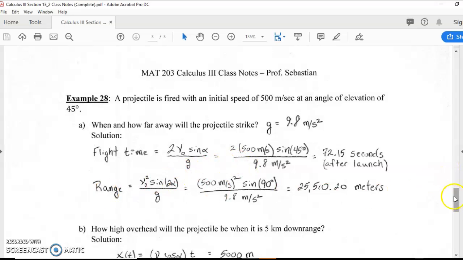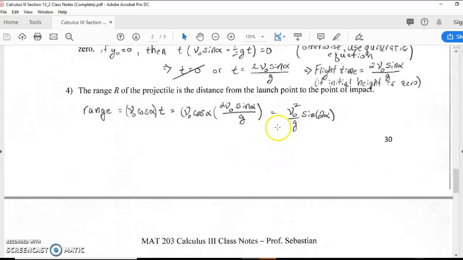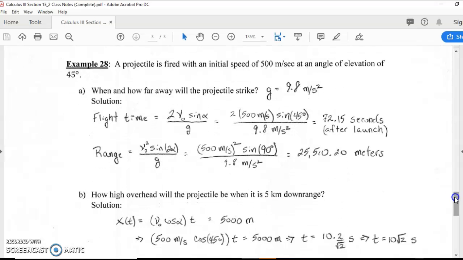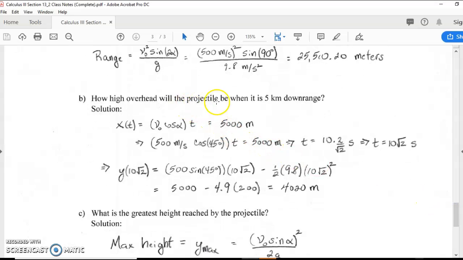The range, downrange, how far did it go along the x-axis? We figured the range out to be here. That is v naught squared divided by g times the sine of 2 alpha. V naught squared times the sine of 2 alpha divided by g is 500 meters per second squared times the sine of 90 degrees, 2 times 45 degrees, divided by 9.8 meters per second squared, or 25,510.2 meters. Now, how high overhead will the projectile be when it is 5 kilometers downrange?